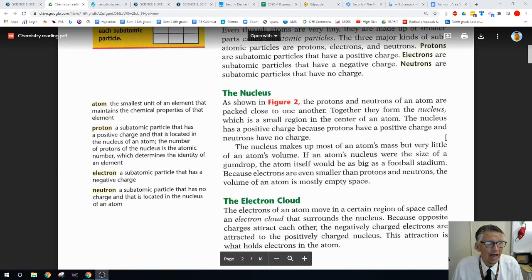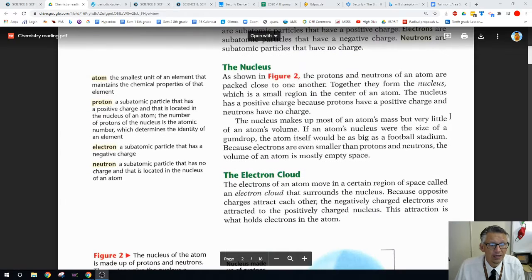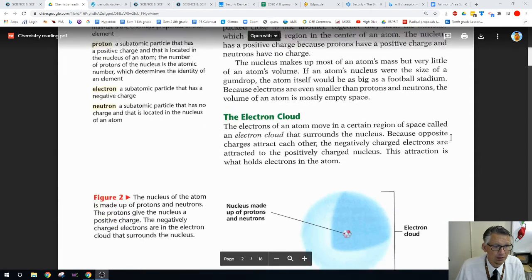The nucleus. As shown in Figure 2, the protons and neutrons of an atom are packed close to one another. Together they form the nucleus, which is a small region in the center of the atom. The nucleus has a positive charge because protons have positive charge and neutrons have no charge. The nucleus makes up most of the atom's mass, but very little of the atom's volume. If an atom's nucleus were the size of a gumdrop, the atom itself would be as big as a football stadium. Because electrons are even smaller than protons and neutrons, the volume of the atom is mostly empty space.